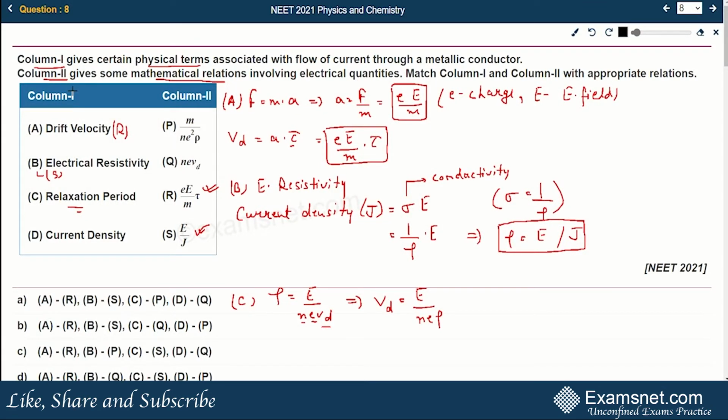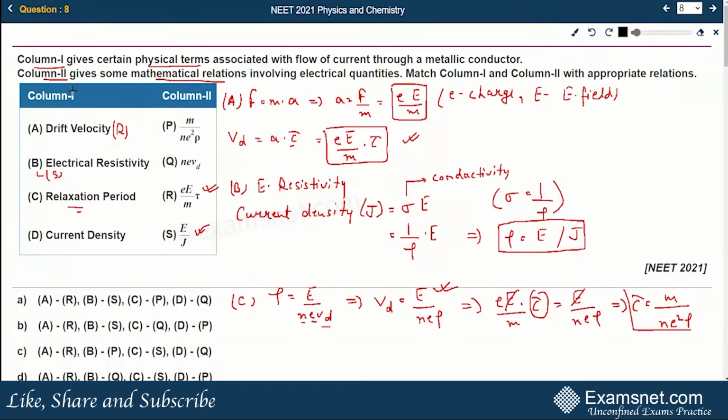Also, we had found out that the VD can be written like this in the first one. So in place of VD, we can also write small e into capital E by M into tau. And this side we have this expression. So let's write it down. E divided by N E into rho. So E will be cancelled on both sides. Okay. So what will be the value of this tau? That means relaxation time. It will be equal to M divided by Ne square rho.